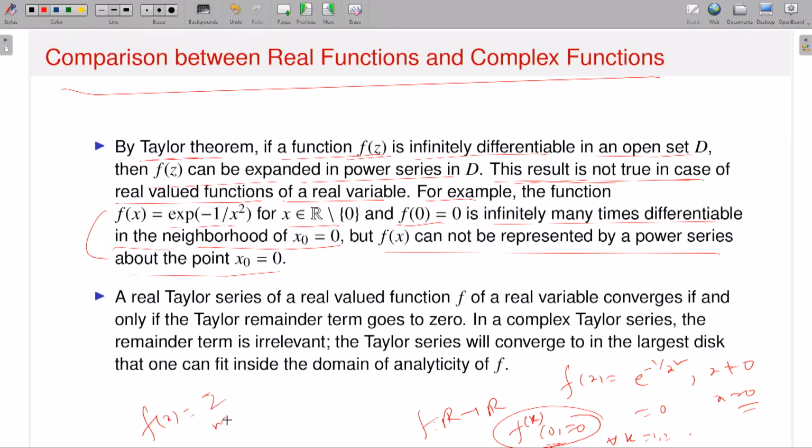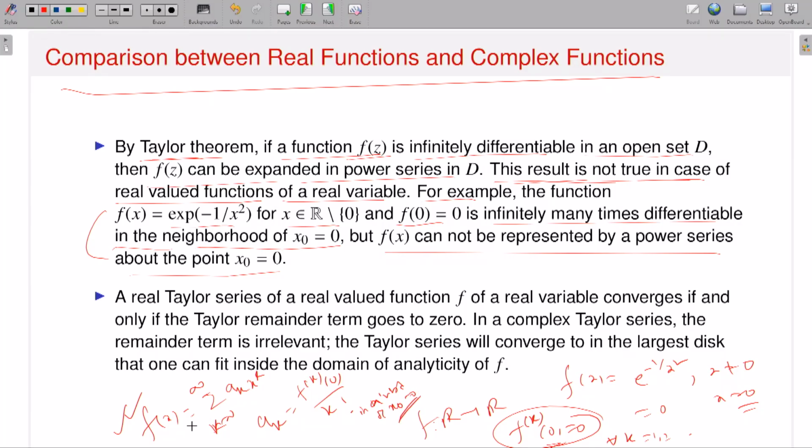f of x should be the sum over k from 0 to infinity of a_k times x to the power k, around the point 0, and what will be a_k? a_k should be related to the function, that means the kth derivative of f at 0 divided by factorial k. Suppose I am writing my function f in terms of a power series around the point 0, then I will have this kind of expression, f of x equal to this expression, where a_k is this one, in a neighborhood of the point x naught equal to 0.